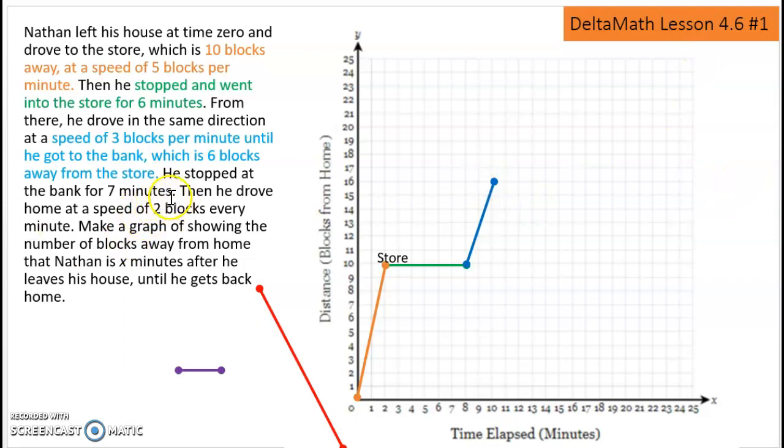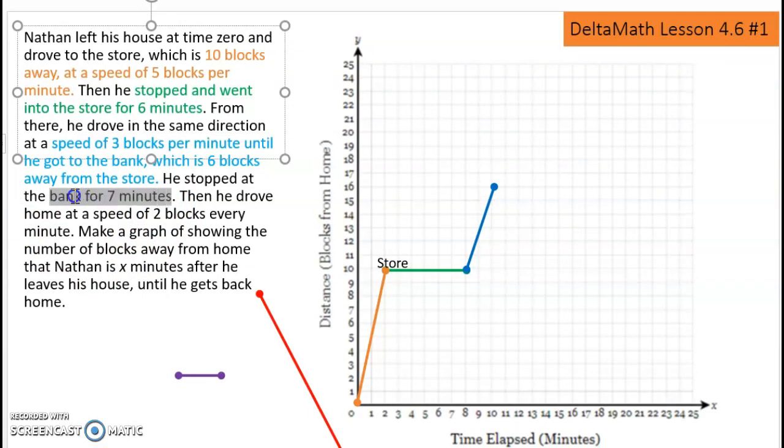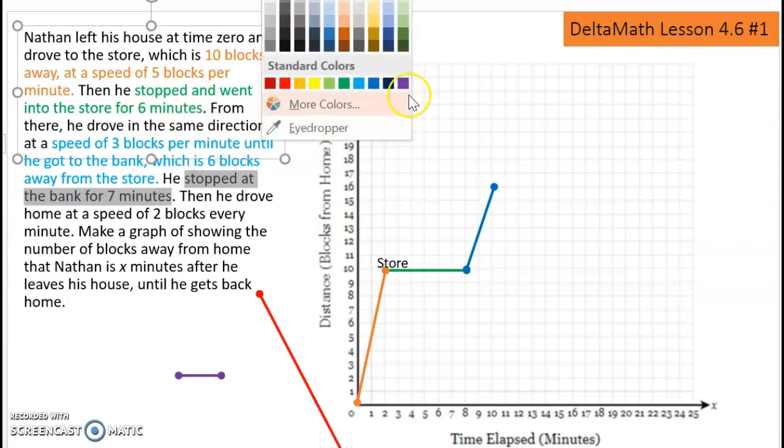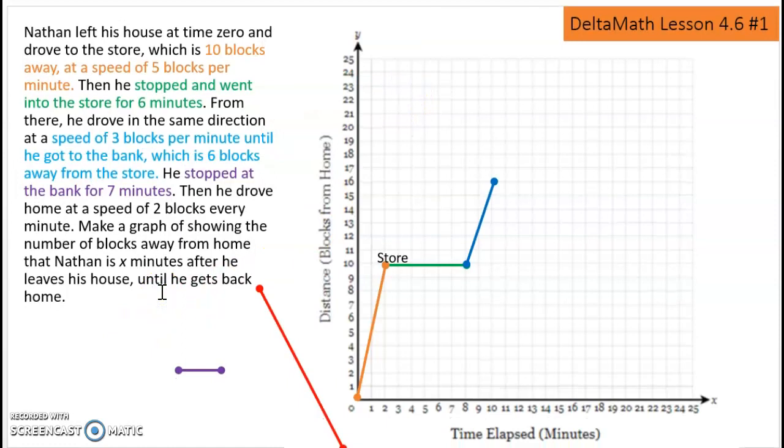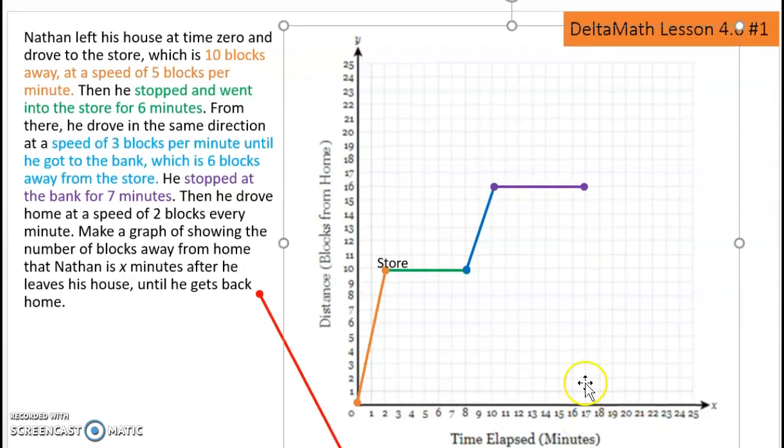Then he stopped at the bank for 7 minutes. Okay, so here's another piece of information. Lots of information here. So stopped for 7 minutes. What's that slope going to look like? So we've got a lot of slope and rate of change built in here. That slope is going to stay flat. It's a 0 slope because he stopped for 7 minutes. So if we are at minute 10, 7 minutes is going to be at minute 17. So notice on the graph that that time is above minute 17.